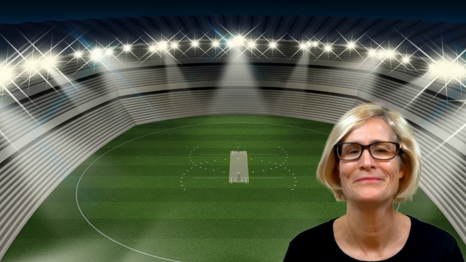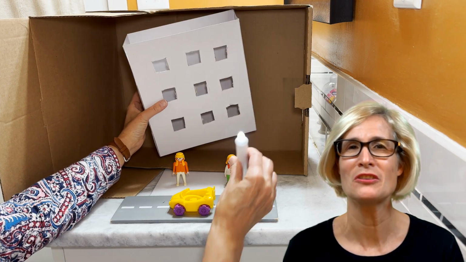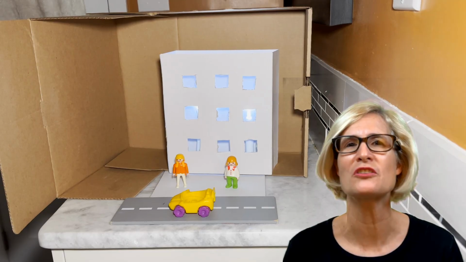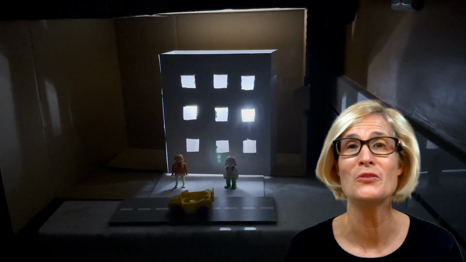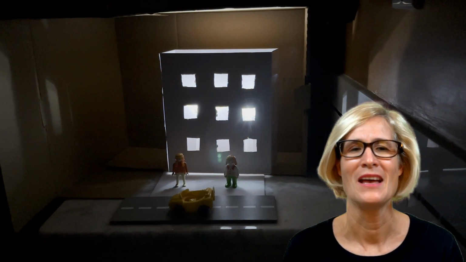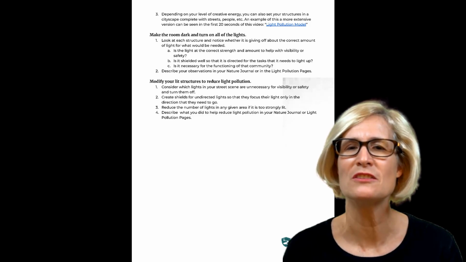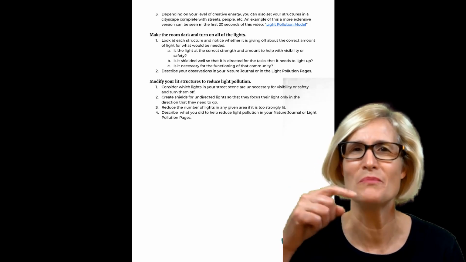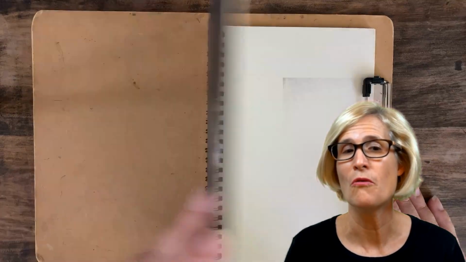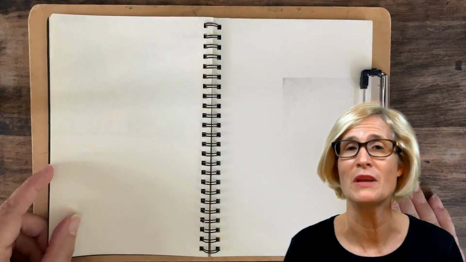Once you've finished constructing, insert or connect lights to all of your structures, turn off the room light, and make your city come alive. Then record your observations and answer the questions found in the PDF below. You can do this in your nature journal or on the light pollution pages provided.